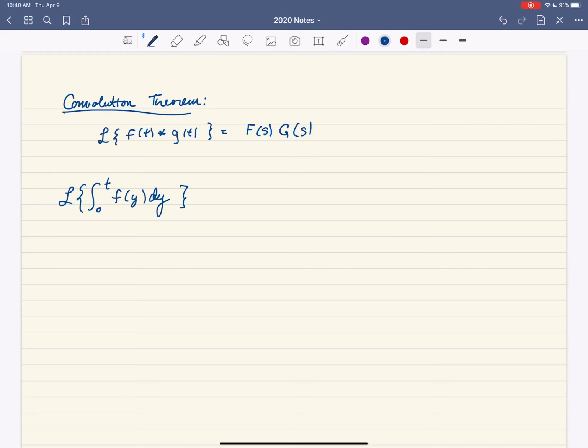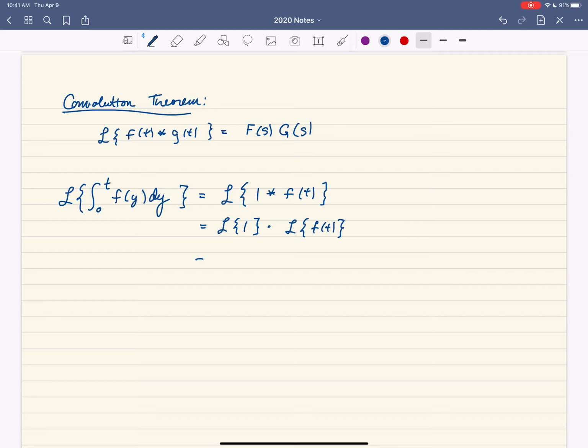We don't need to work that hard at all if we recognize that this is just the Laplace transform of 1 convolved with f of t. This is 1 convolved with f of t. And so this is going to end up being the Laplace transform of 1 times the Laplace transform of little f.